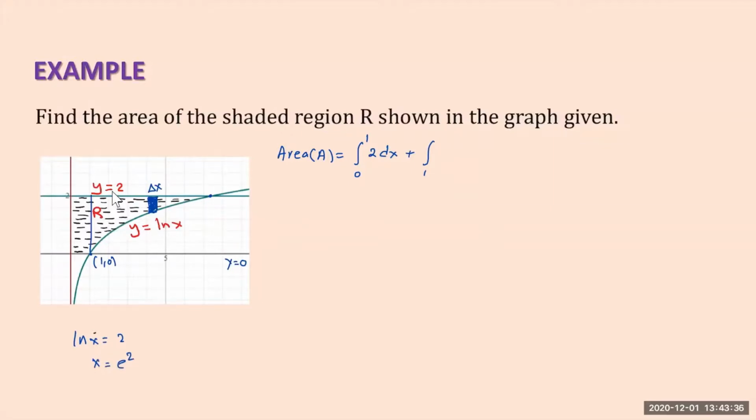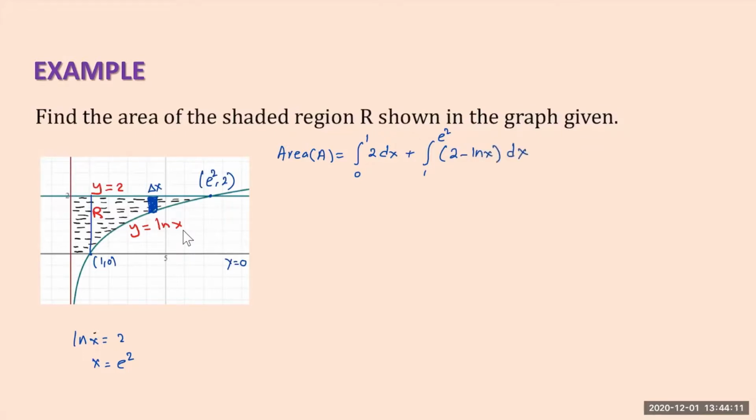So I have to integrate up to e to the 2. Let me write that point: it is (e to the 2, 2). This is the point where these two functions are equal, that is log x equal to 2, which means x equal to e to the 2. So I have to integrate from 1 up to e raised to 2. And here the upper function is y equal to 2, minus the lower function, natural log x.